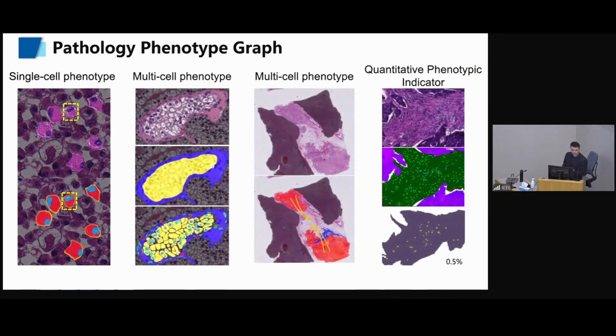Now it comes to the pathological phenotype graph. Pathological phenotypes refer to specific changes that can be used to distinguish different pathological conditions and reflect the underlying nature of disease. We categorize pathological phenotypes into three types: single cell, multi-cell, and quantitative phenotypic indicator. For each of these three types, we propose a corresponding graph structure.